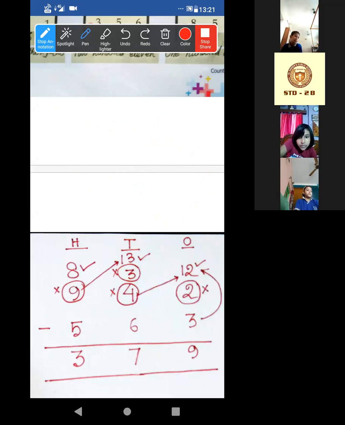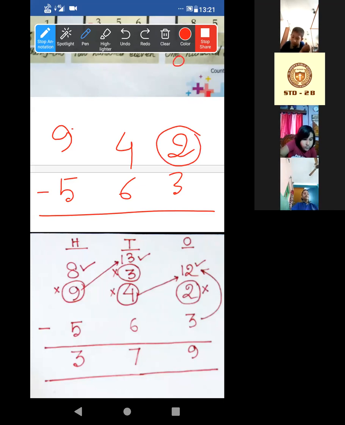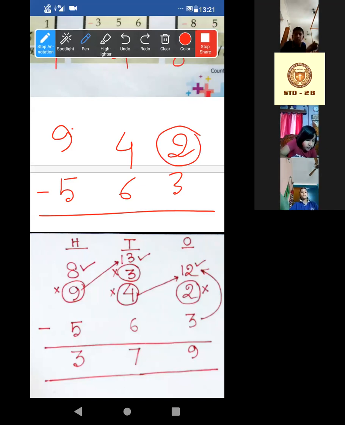Okay. Now this is the question, okay? The question given is 942. We have to subtract 563 from this 942. Basically, you know borrowing subtraction of 2-digit. The same process we will have to follow, but for 3-digit. That means we have to continue the same process. Okay, how? Look, this one is 2. This is 1's place. This is 10's place. This is 100's place.